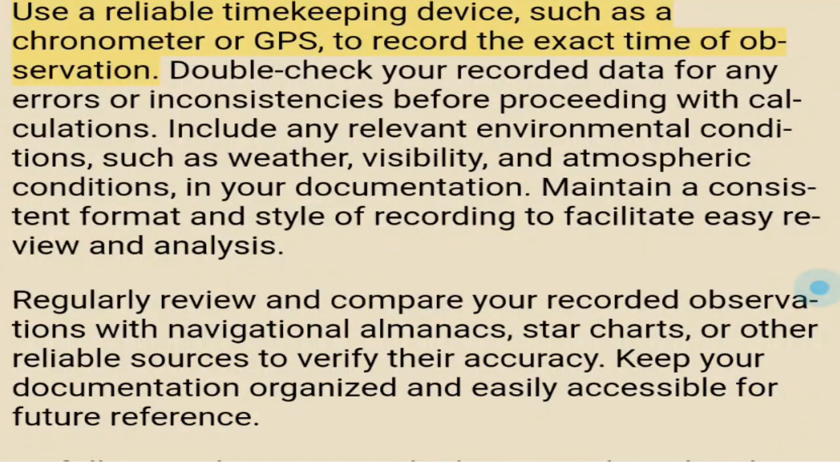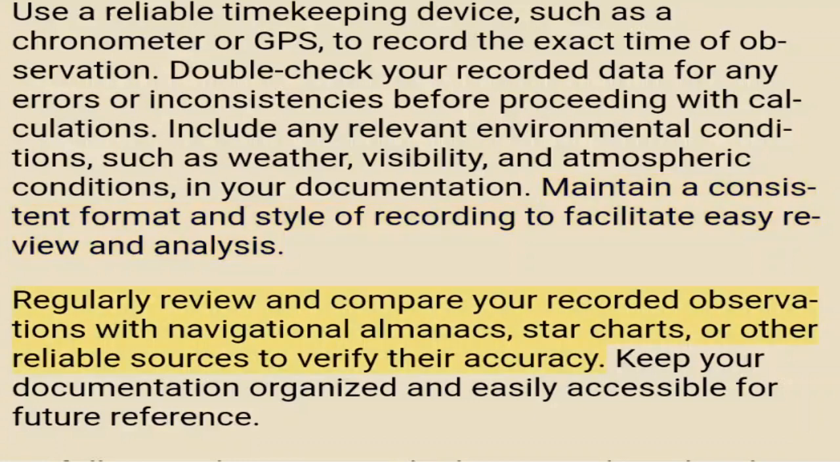Use a reliable timekeeping device, such as a chronometer or GPS, to record the exact time of observation. Double-check your recorded data for any errors or inconsistencies before proceeding with calculations. Include any relevant environmental conditions, such as weather, visibility, and atmospheric conditions, in your documentation. Maintain a consistent format and style of recording to facilitate easy review and analysis.